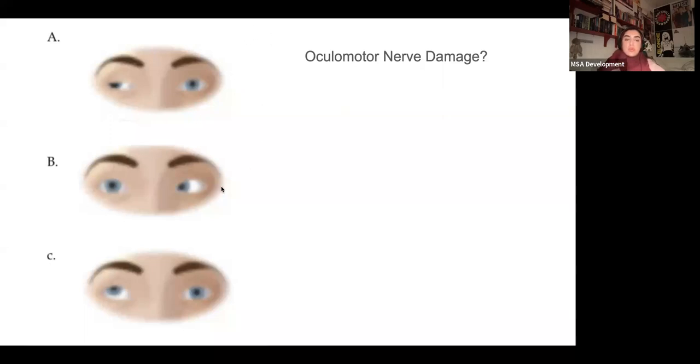So for example, over here, we can see that when the patient is looking that way, they're unable to abduct. So this is an abducens nerve injury, not an oculomotor nerve injury or damage. Over here, they're able to look up and out. So this is not superior oblique damage. Therefore, it is not a trochlear nerve problem, especially. Therefore, A is the answer. Because with oculomotor nerve damage, when the patient is looking to the side, their other eye cannot follow and move immediately.